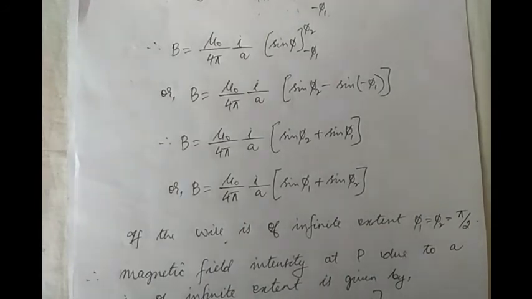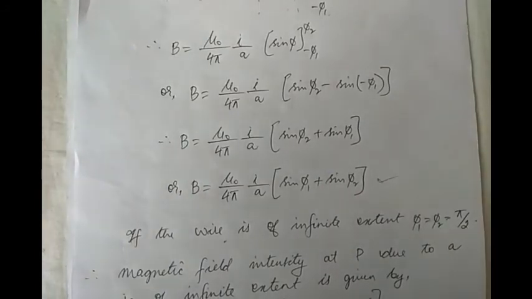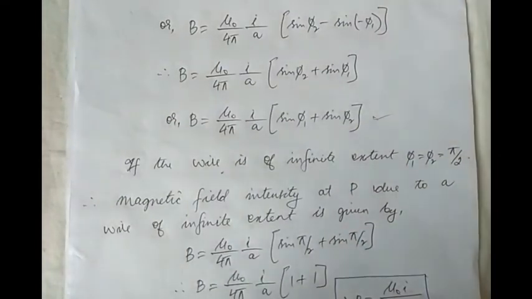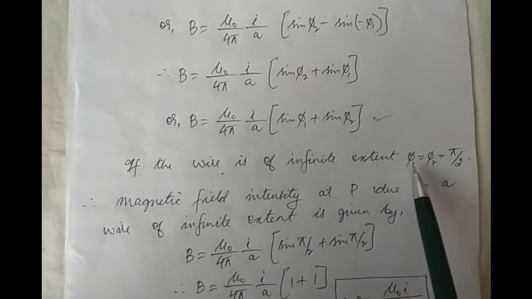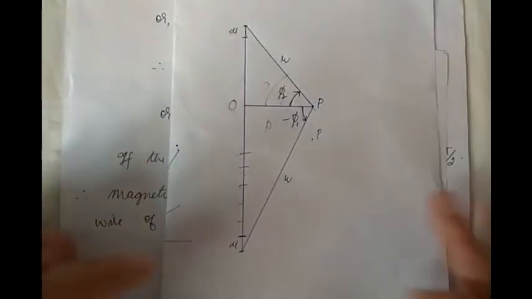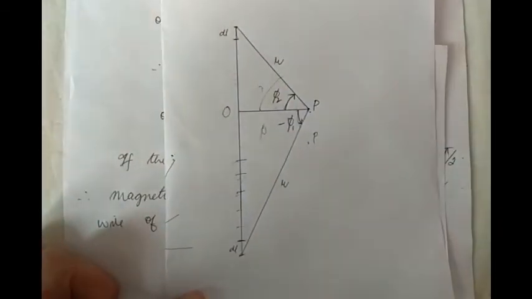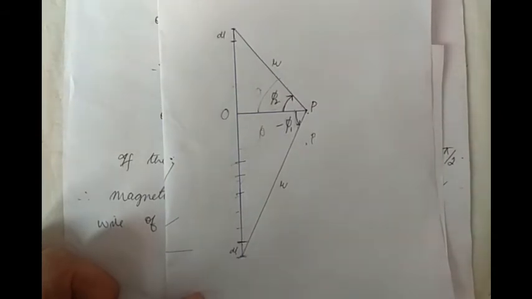So if the question is to find the magnetic field intensity at point P due to a finite wire carrying current, you'll stop over here. This is where you stop. But since this derivation is for the magnetic field intensity due to an infinite wire, if the wire is of infinite extent, then both phi 1 and phi 2 will be pi by 2. Now why is that so? That is because if the wire was of infinite extent, this dl on the lower side would be at infinity, not somewhere over here, it would be at infinity, out of the frame.